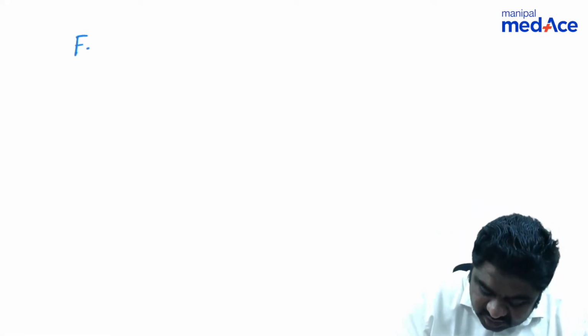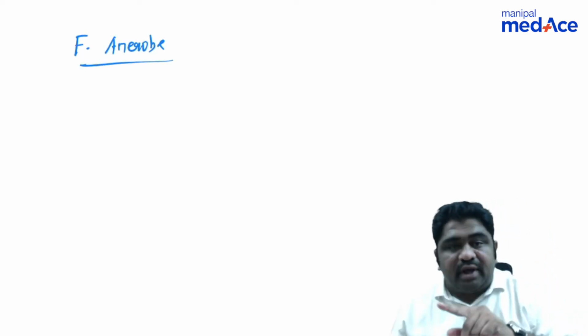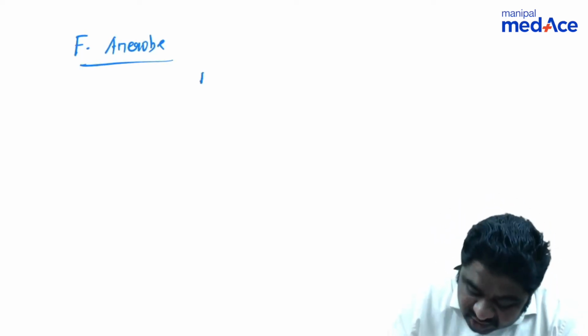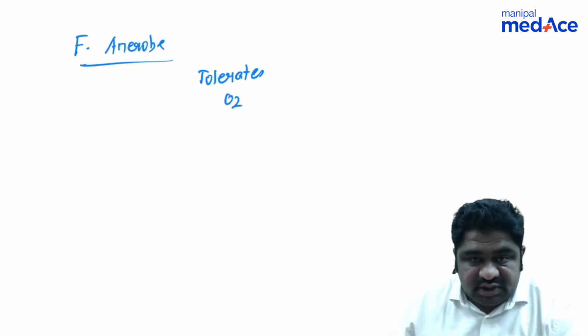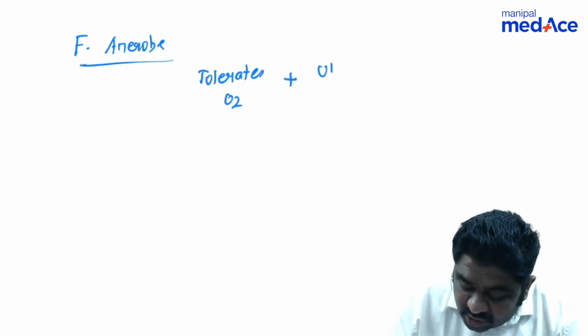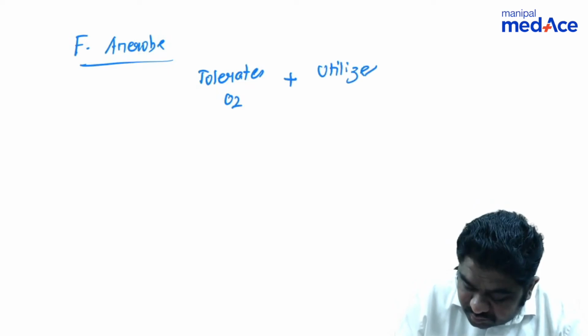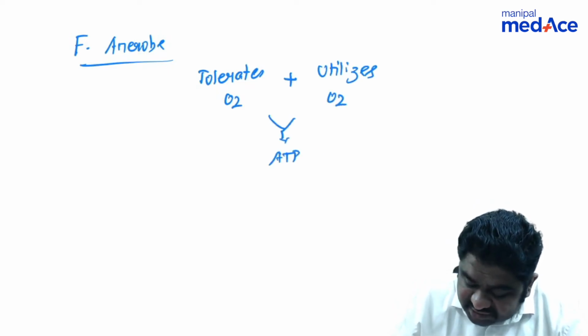Now, let's look at another slide. If I say it is facultative anaerobic, it is even more aerobic. Now, what will it do? It not only tolerates oxygen, apart from that, it utilizes oxygen. It utilizes oxygen for ATP synthesis.